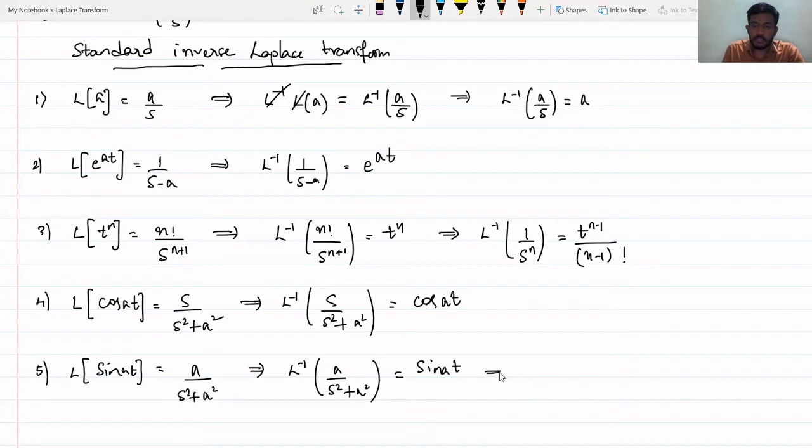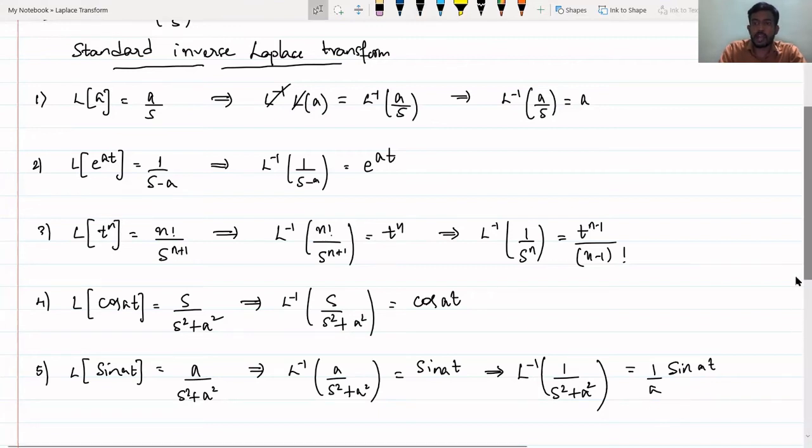Sometimes we don't have this constant a in the numerator. For example, if I want to find the inverse Laplace transformation of 1 by s square plus a square, this resembles the standard form of Laplace transformation of sin at, provided we have the a in the numerator here. So I write this as sin at. Inverse Laplace transformation of a by s square plus a square is sin at. Since we are supposed to have a here, and we don't, I divide this by the constant a. Okay, so this is another standard form.